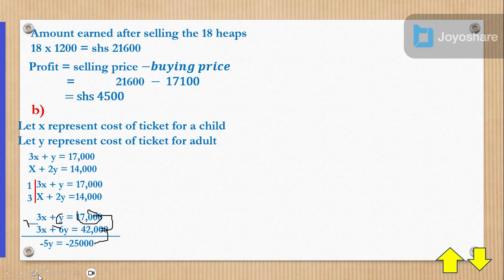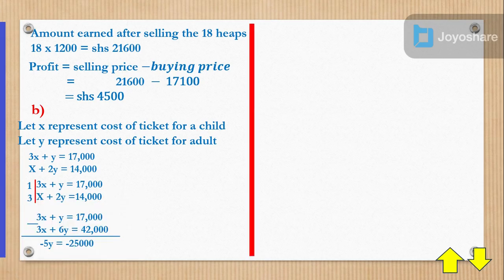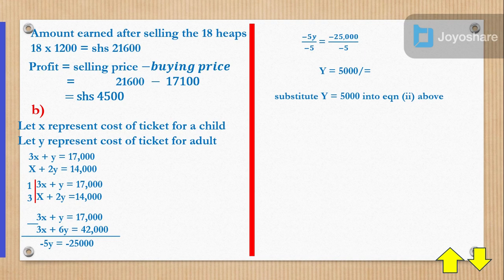Okay, let's now proceed. So that implies that dividing both sides by negative 5, this yields y equals 5,000. That means that an adult was paying 5,000 shillings. Let's now proceed. We substitute that value of y into equation 2 above. So in equation 2 we now substitute: x plus 2 times 5,000 gives us 14,000. So we are substituting.